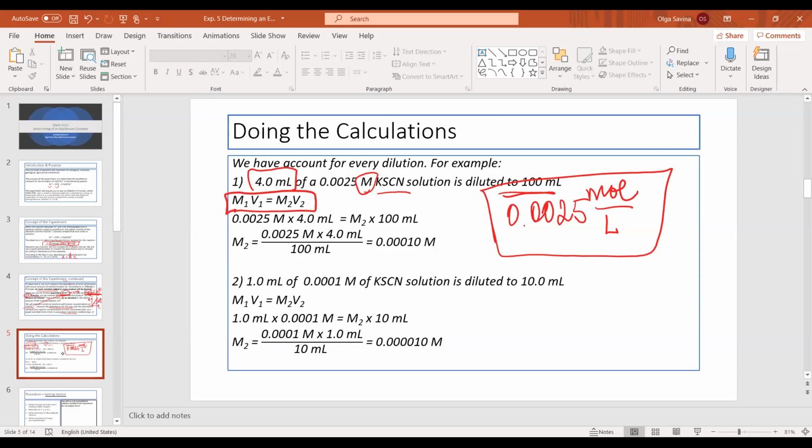We will use this formula: M1 times V1 is equal to M2 times V2. M1 stands for the initial concentration, 0.0025. V1 stands for the volume that we will take to prepare our new solution, which is 4 milliliters. M2 is the concentration of our new solution, and 100 milliliters is the volume we prepare.